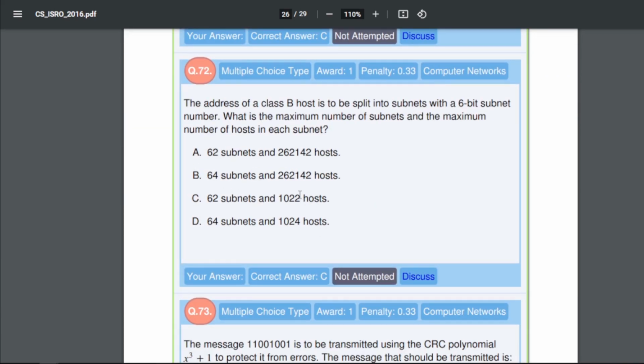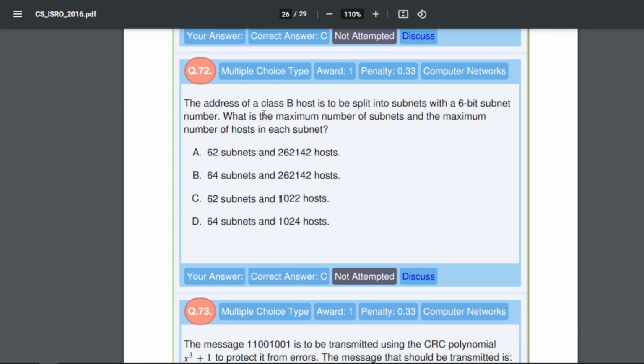Question 72: the address of a class B host is to be split into subnets with a 6-bit subnet number. What is the maximum number of subnets and the maximum number of hosts in each subnet? For this, our answer will be C, that is 62 subnets and 1022 hosts.